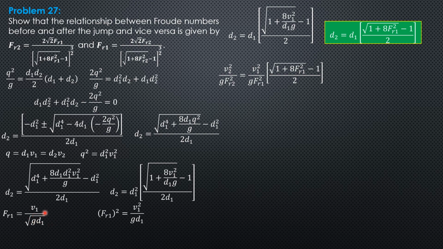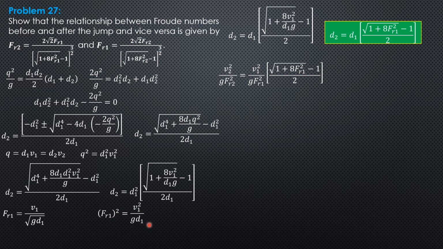So v2 square over g fr2, if we begin with fr2 just like this, because fr1 square is v1 square over d1, so d1 is v1 square over g fr1 square.